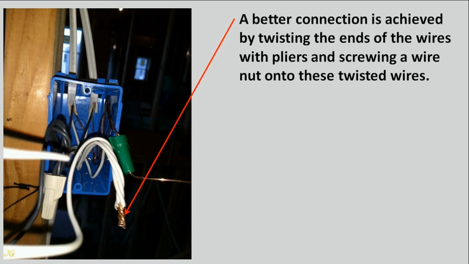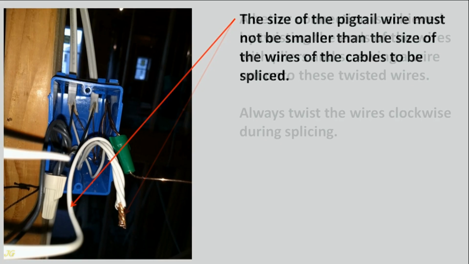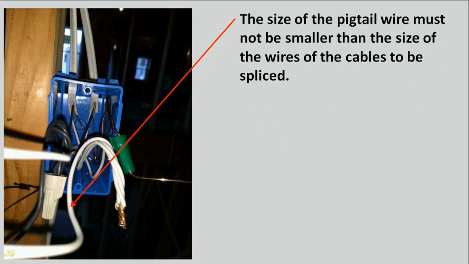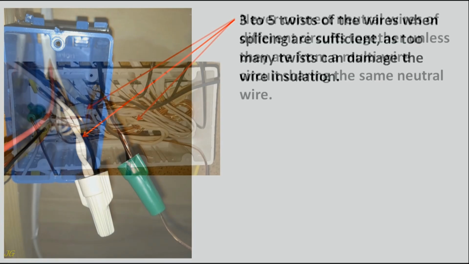A better connection is achieved by twisting the ends of the wires with pliers and screwing a wire nut onto these twisted wires. Always twist the wires clockwise during splicing. The size of the pigtail wire must not be smaller than the size of the wires of the cables to be spliced. 3 to 5 twists of the wires when splicing are sufficient, as too many twists can damage the wire insulation.